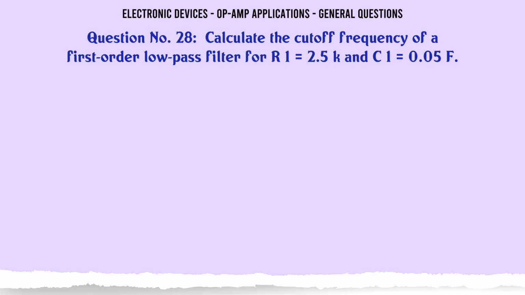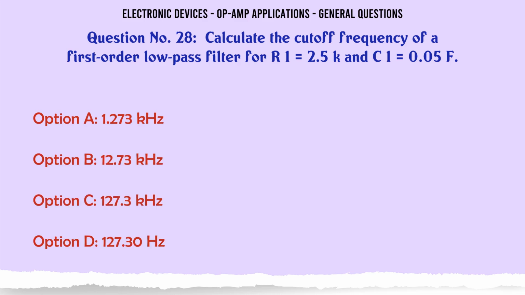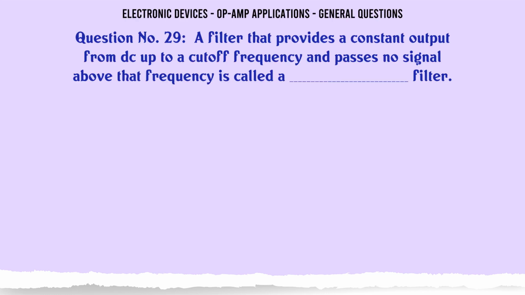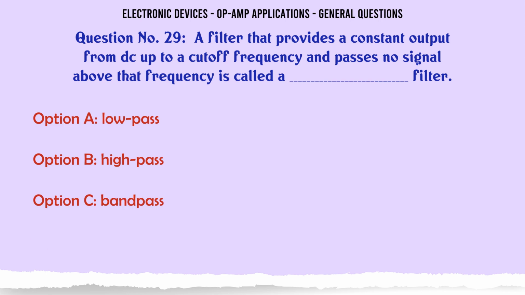Calculate the cutoff frequency of a first-order low-pass filter for R1 = 2.5 kΩ and C1 = 0.05 µF. A: 1.273 kHz, B: 12.73 kHz, C: 127.3 kHz, D: 127.30 Hz. The correct answer is 1.273 kHz.